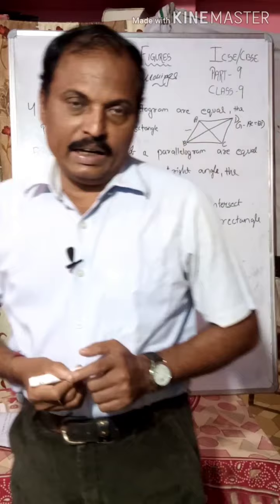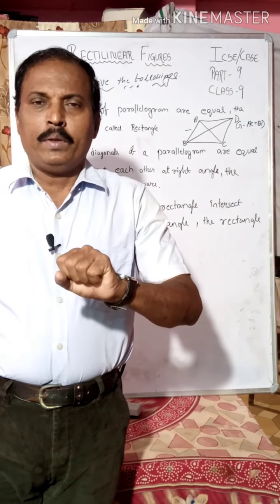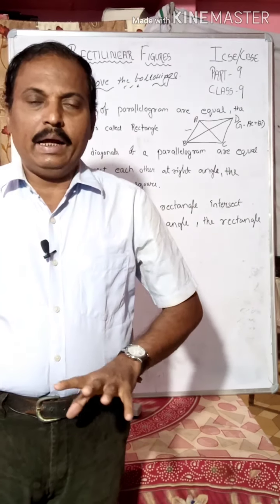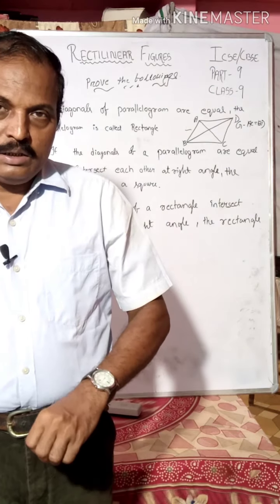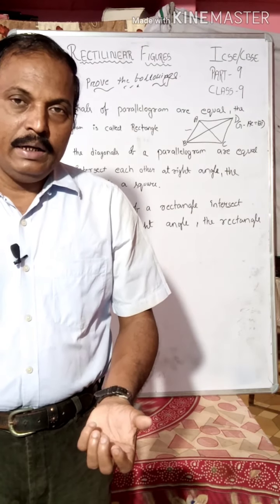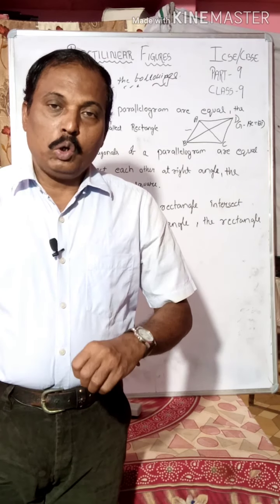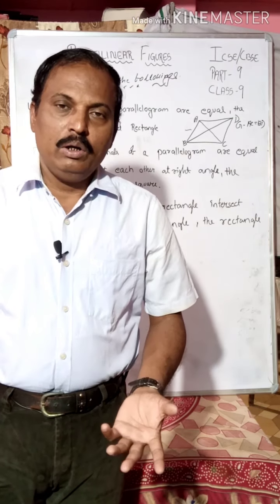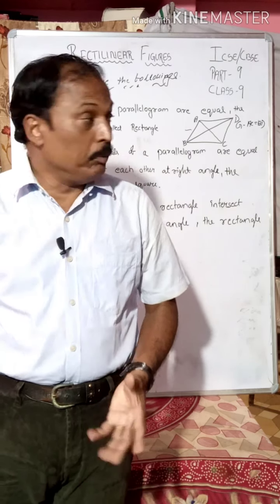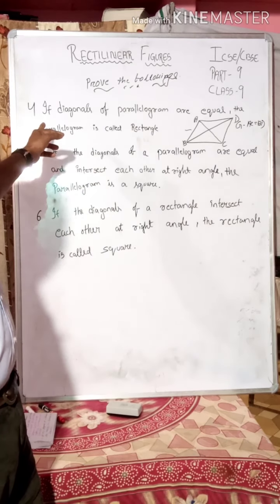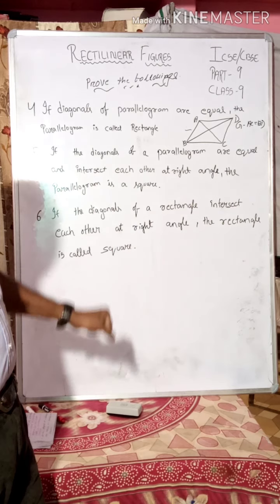ABCD is a rectangle. You can prove it by taking only two triangles and comparing them, and they are congruent according to CBSE. The rest of the corresponding parts of congruent triangles are equal, which is our proof. So if diagonals of a parallelogram are equal, then that parallelogram is a rectangle.